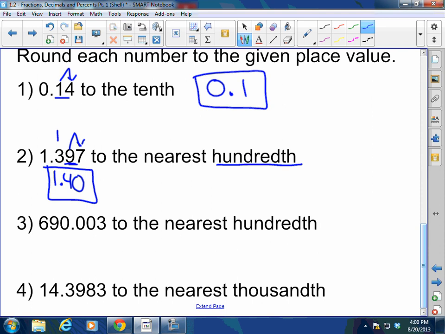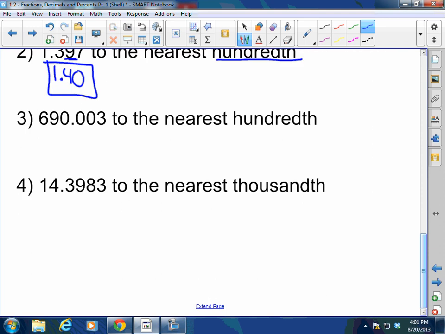690 thousandths, rounded to the hundredths place. Well, this tenths, hundredths is the 9. We look at the number to the right, that's a 3. So that's less than 5. So that drops, this stays the same. So it's just 690.